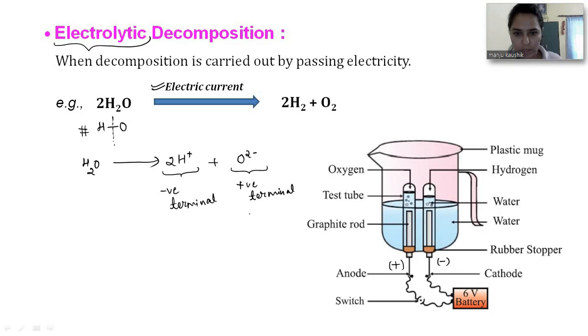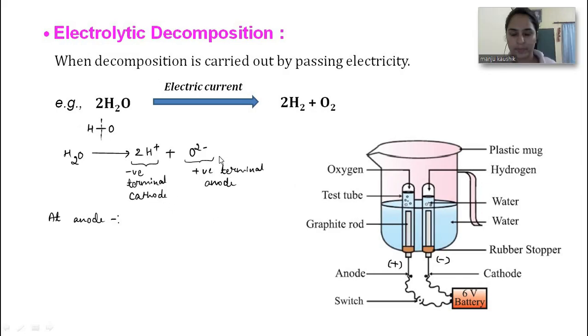And positive terminal is our anode and negative terminal is our cathode. Okay. So students, all these negatively charged oxygen anions will get collected at the positive terminal, at the anode. So at anode, what will happen? All the oxygen anions will combine to form oxygen gas. Oxygen molecule will be formed at this positive terminal at anode.